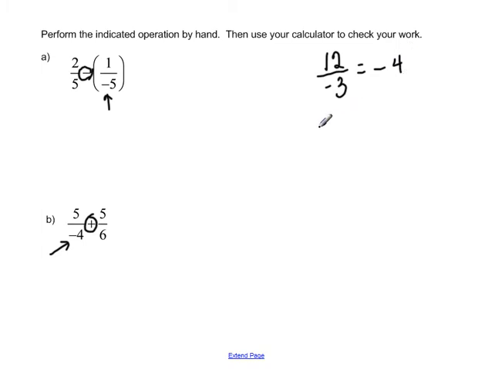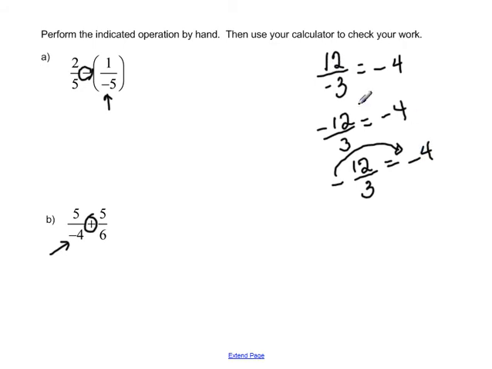Now notice if I move the negative up to the top, up to the numerator, negative 12 divided by 3 would also equal negative 4. And if I were to take that negative out front and then just write the 12 over 3, the opposite, the negative of 12 over 3, well, 12 divided by 3 is 4, and that negative sign would just say I want the opposite of 4, which is negative 4. So notice all three of these have the same answer, so it doesn't matter where the negative is, if the negative is in the denominator or in the numerator or out front.